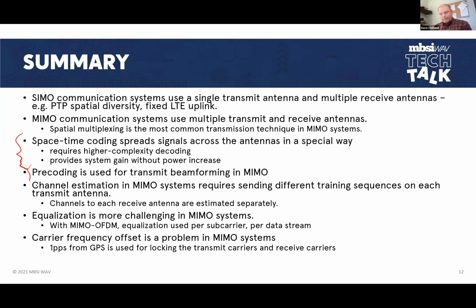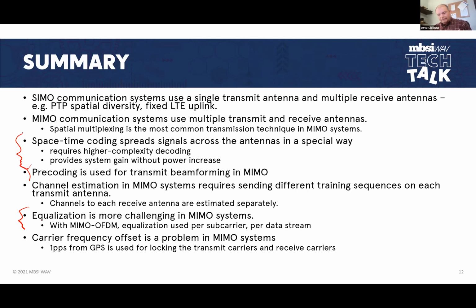And then with OFDM systems, equalization becomes the big challenge here. So this becomes the complicated piece of firmware or software in the MIMO system, is that this is done per subcarrier per data stream. So the electronics here get to be quite complex. It's why these ASICs have tens of thousands of transistors, I should say, in them, because they have all of these functions going on at the same time.